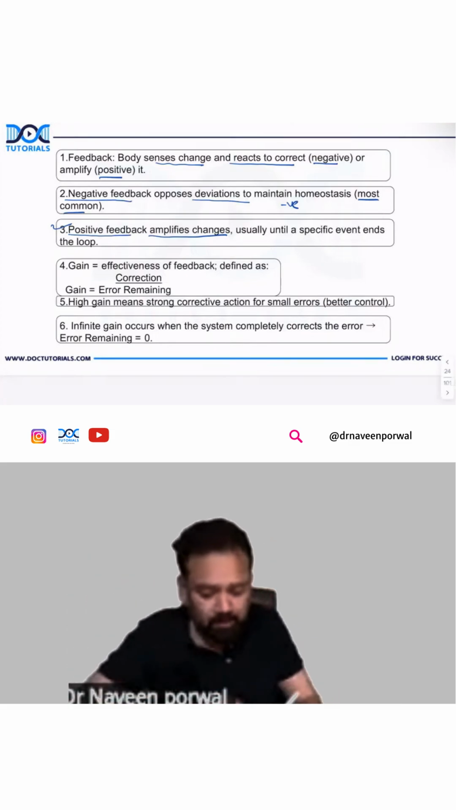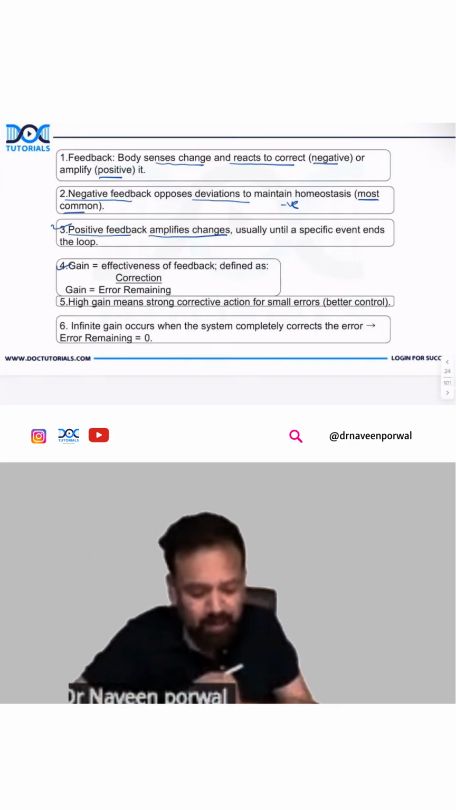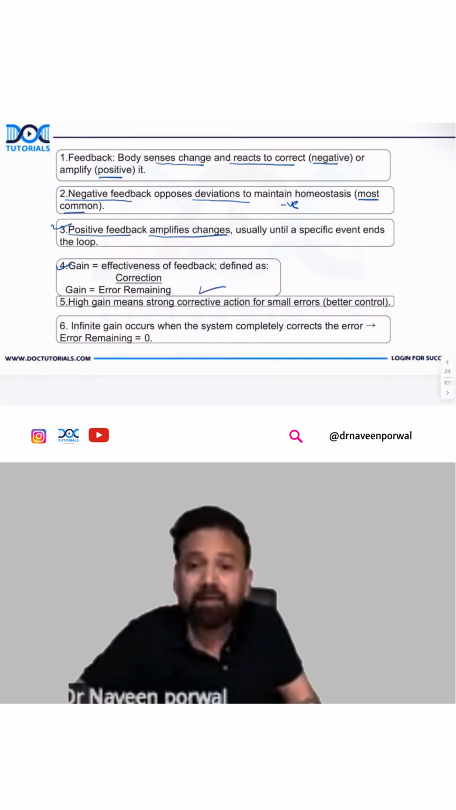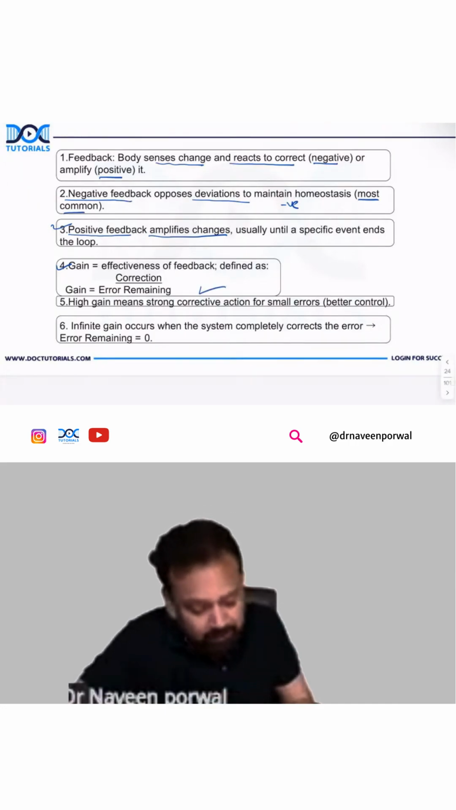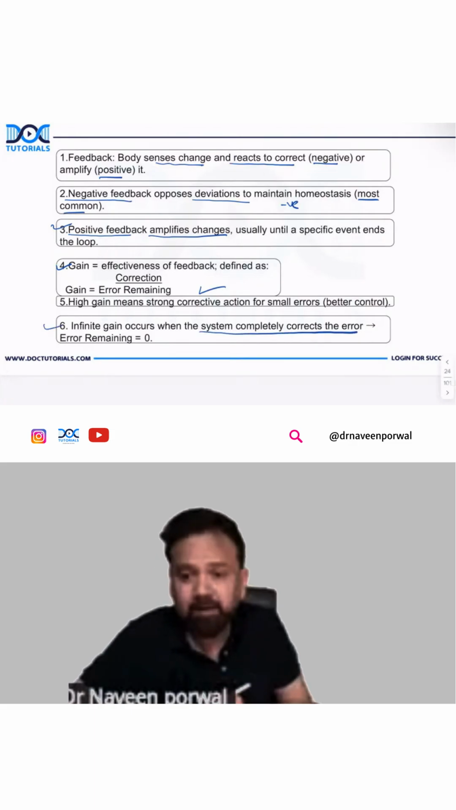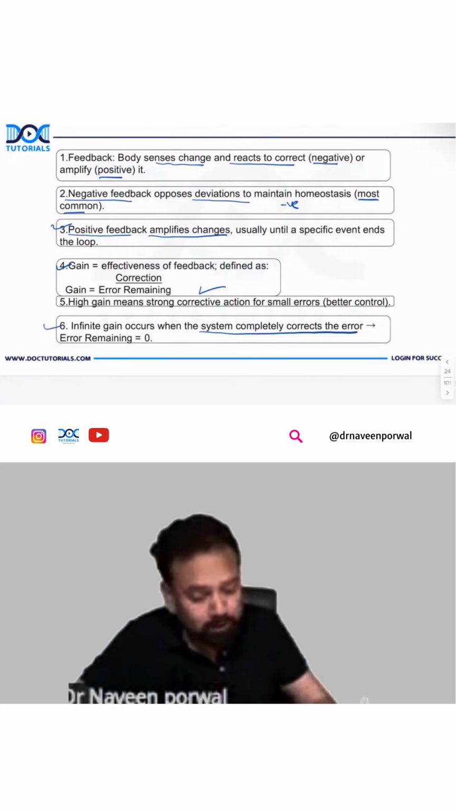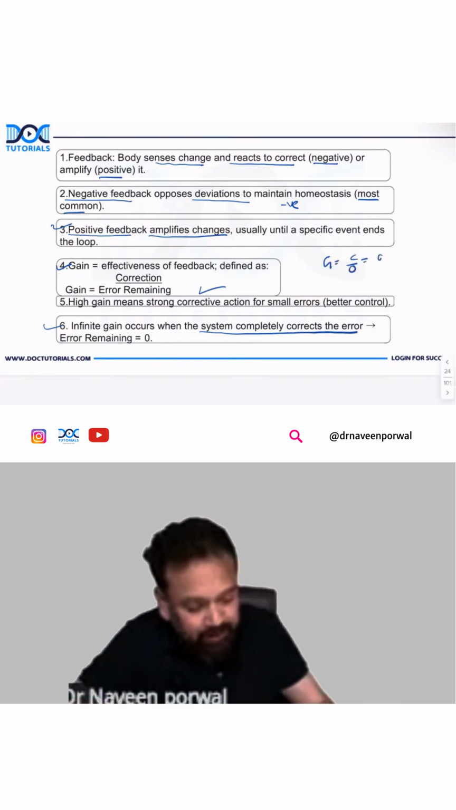Now, what is gain? Gain is equal to correction upon error. Higher gain means better correction. Lower gain means lower correction. Infinite gain occurs only when the system completely corrects the error. So error is zero. Only when error is zero, gain can be infinite.